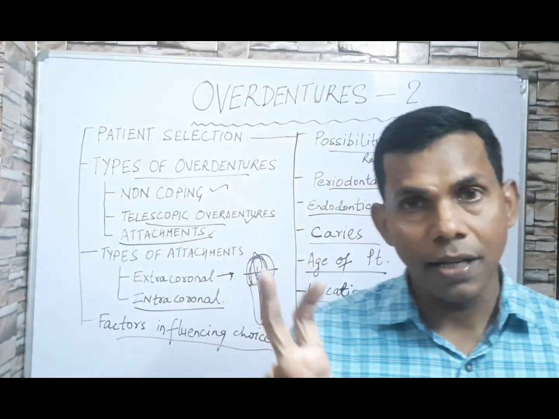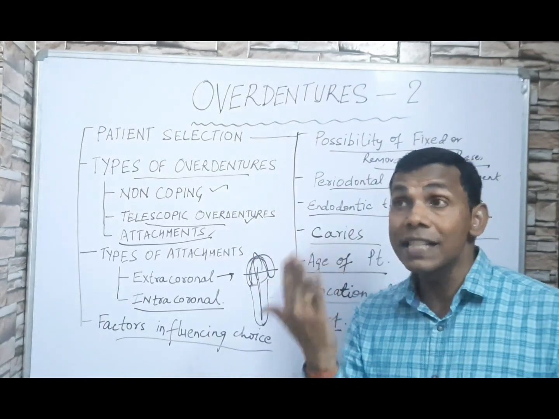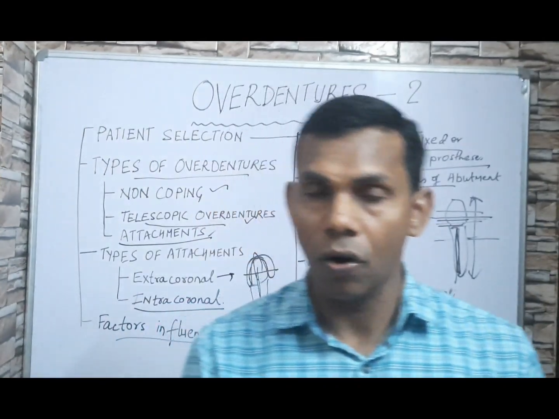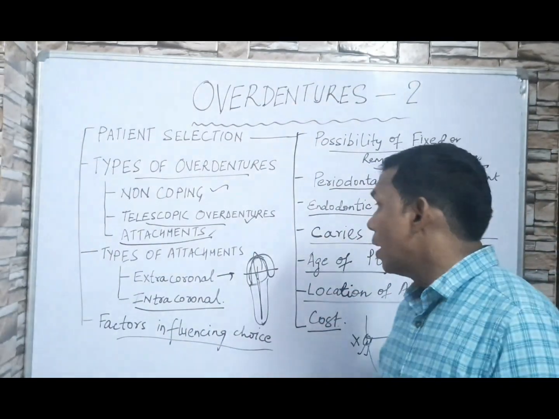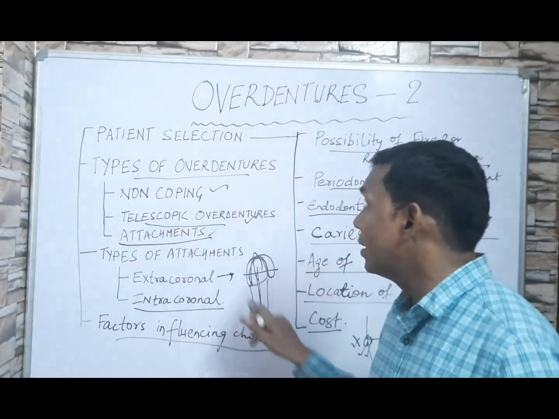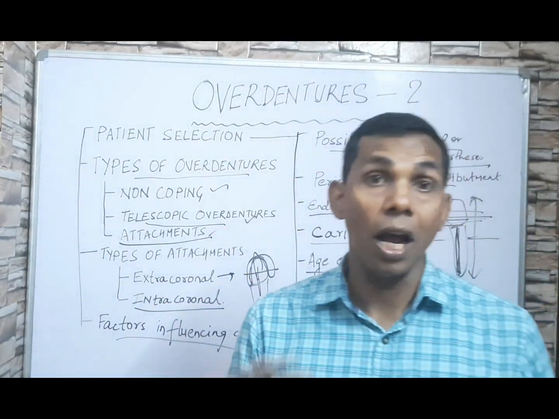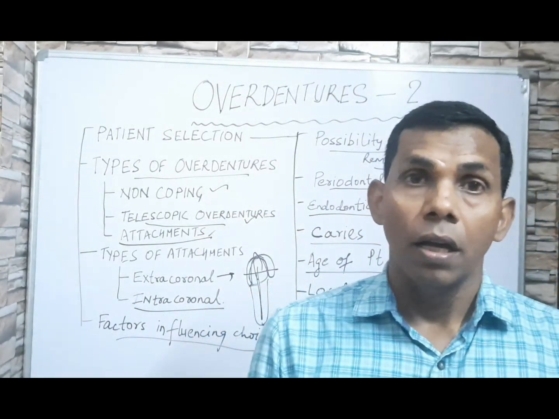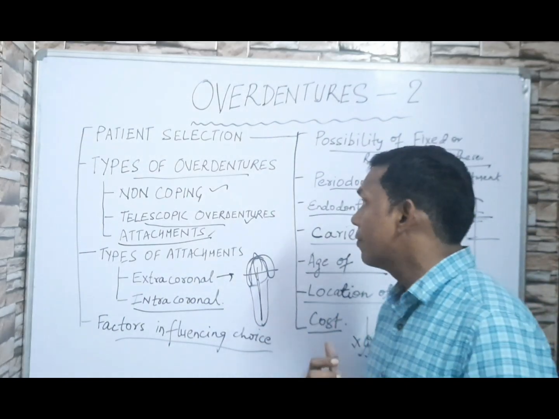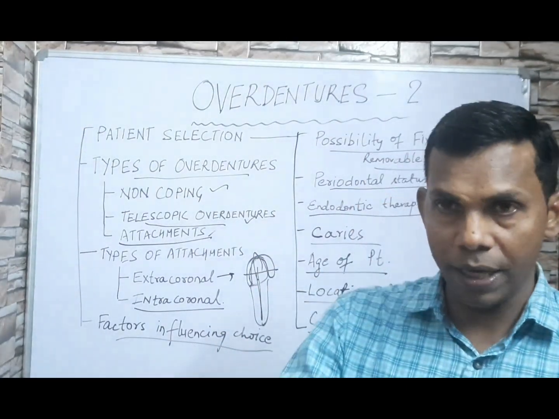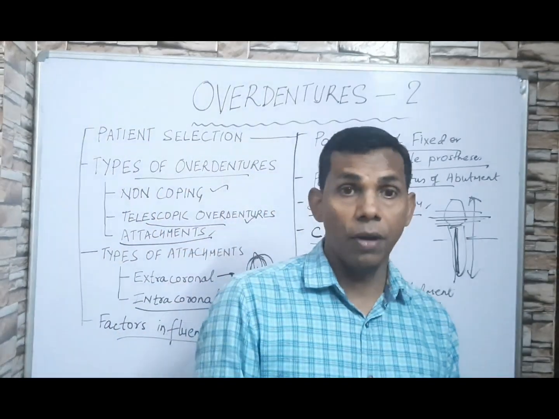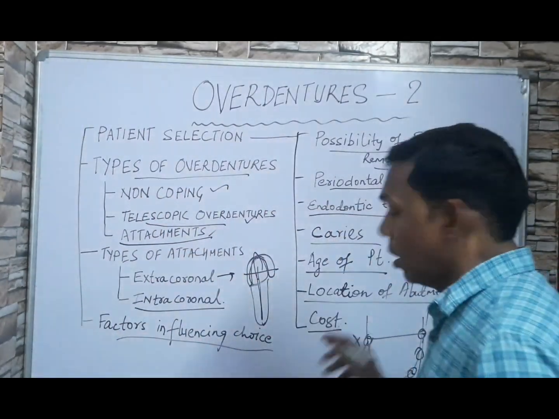the available interarch space, then the desired crown root ratio, whether you are having a desired crown root ratio or not. So that will also influence the type of overdenture, which type of overdenture you want to go ahead with. Type of coping, whether you are going for a simple cast coping, or you are going for a double crown system. Now what is a double crown system?